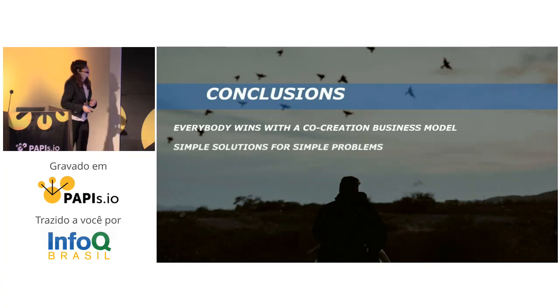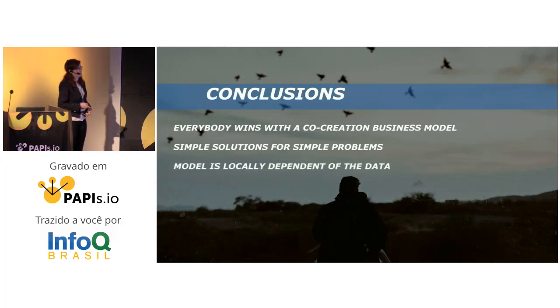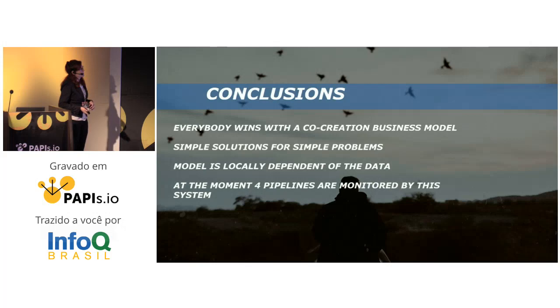We learned that simple solutions can solve simple problems. As you can see, the machine learning part of this project was just a linear regression, as I said, based on Bernoulli equation. It wasn't a complicated algorithm. The model is locally dependent on the data. So if we have other pipelines, we have to use recorded data that represents that pipeline. So it's not generalizable to any kind of pipeline. At the moment, 4 pipelines are monitored by this system at this iron ore company.